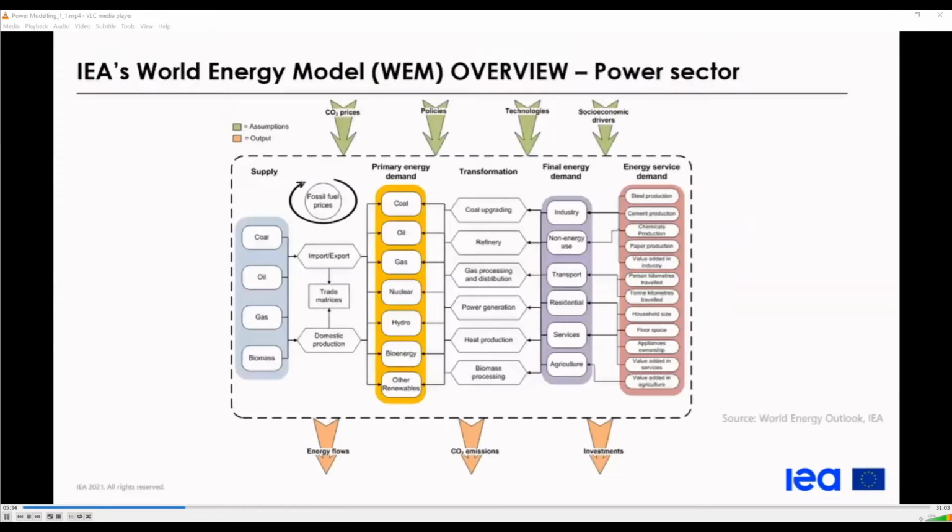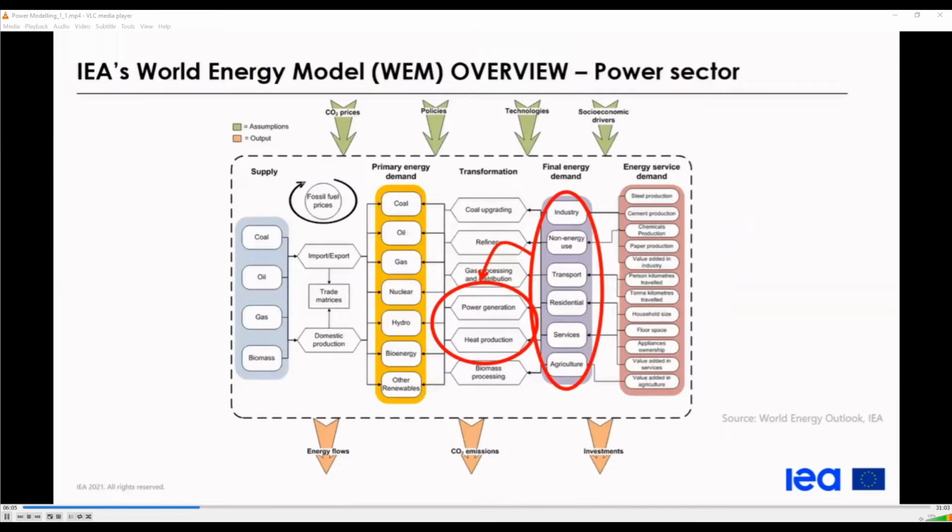Until here, we looked at electricity demand. So this is sitting at this part of the world energy model. It needs to be balanced at all times by the electricity supply. So this is considered as an input to the power supply module of the model.